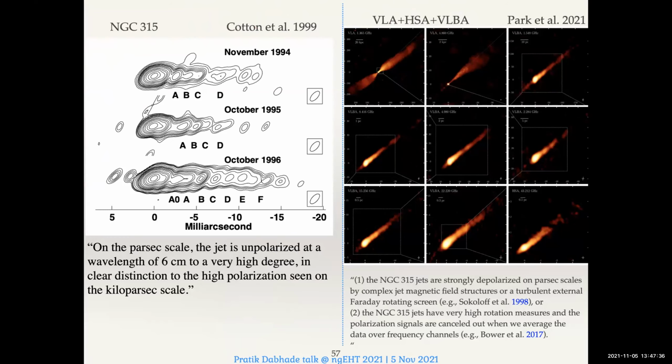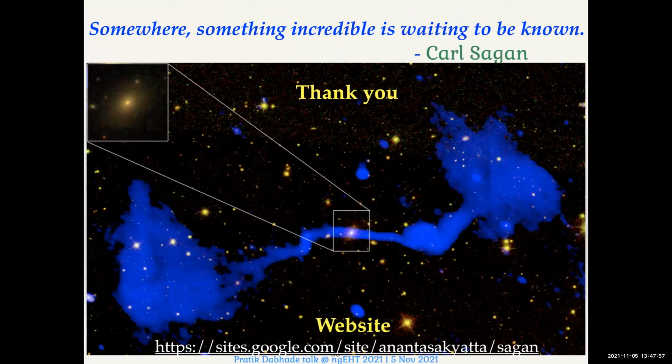Here is one example where they tried to do this for NGC 315, and they did not find any high degree of polarization at parsec scale, which is very contrasting to the kiloparsec-scale studies. So I'll end by saying that these are some of the most fascinating objects, the biggest and the most powerful, and we could possibly look into them in future studies with ngEHT. Thank you.